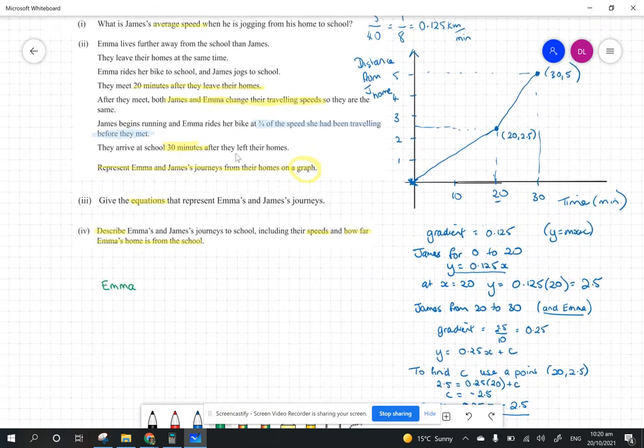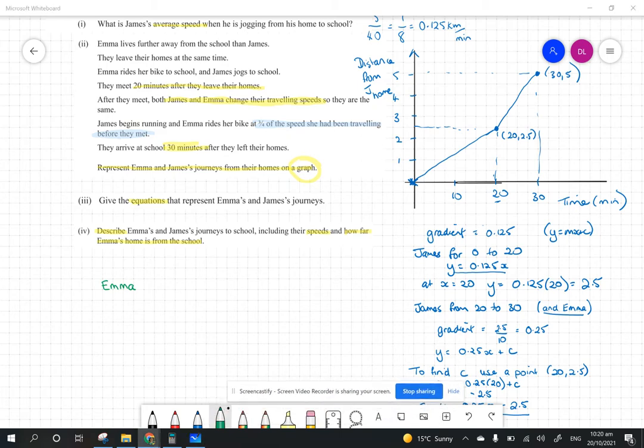Now, let's deal with Emma. Emma rides her bike at 3/4 of the speed she had been travelling before they meet. Now, if we're trying to do Emma in this case here, we're going to have the gradient here, which is the one before they meet, and the gradient here will be 3/4 of whatever that gradient is at the beginning.